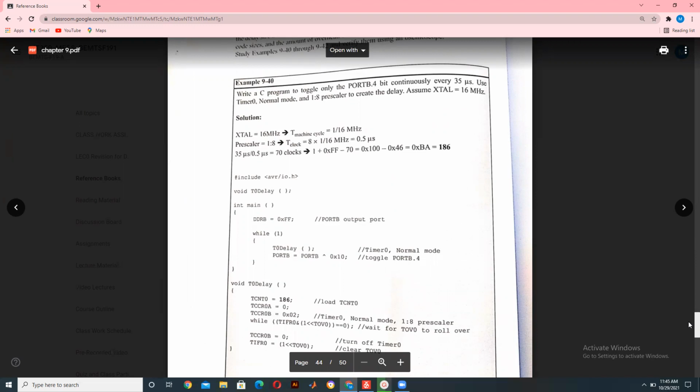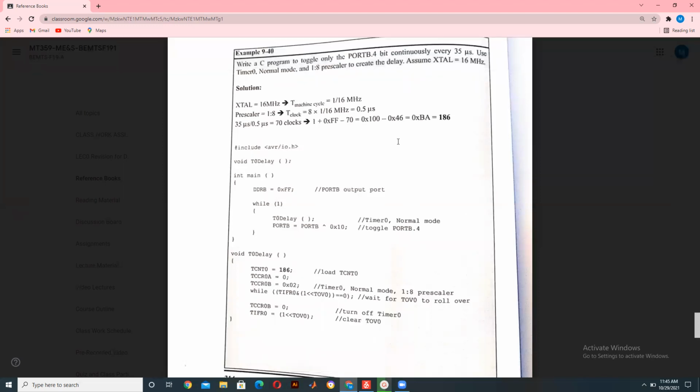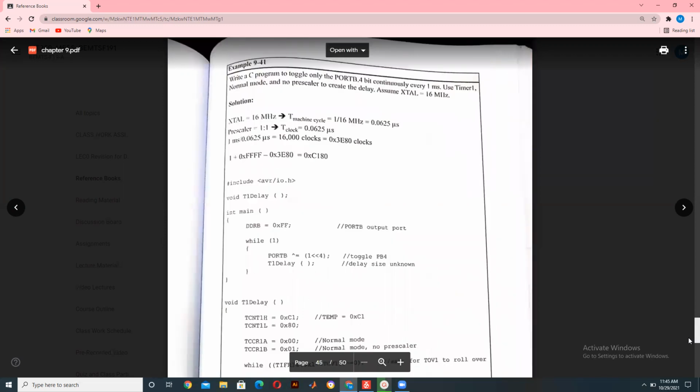Okay, so in this, first of all, we calculate it. By the calculation, we get that our resultant answer is 186. So for this 186, this will remain the same, but in the time delay, there is just a change in the TCNT0 value, which is 186. So TCNT0 is just declared, and other than that, the program is the same as the first one that was previously explained.